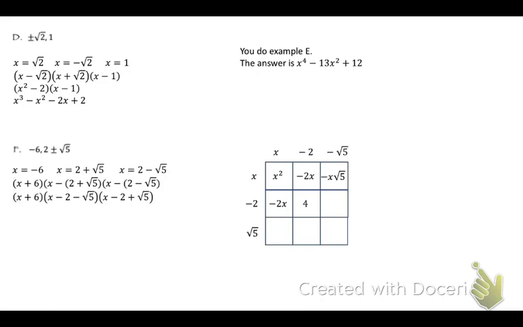Negative 2 times negative 2 is 4. Negative 2 times negative square root of 5 is 2 square roots of 5. X times the square root of 5 is x square roots of 5. Negative 2 times the square root of 5 is negative 2 square roots of 5. And then negative square root of 5 times the square root of 5 is negative 5.